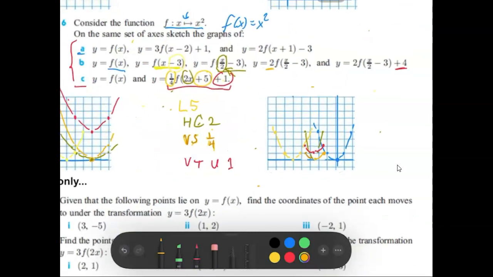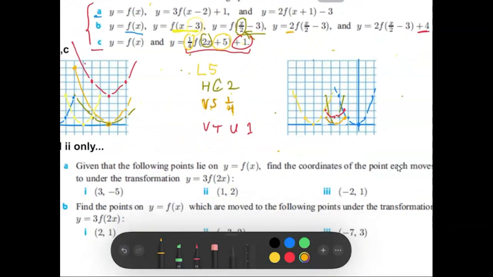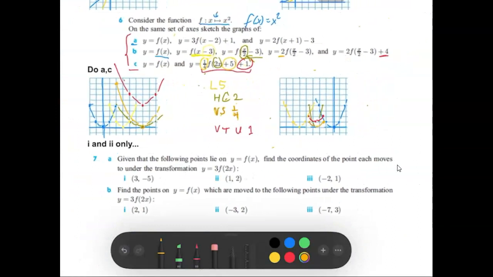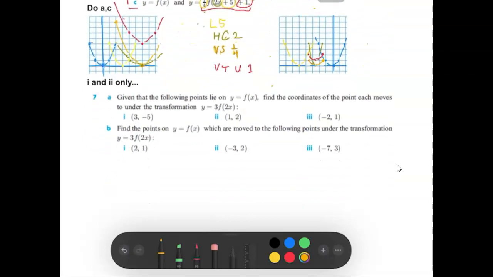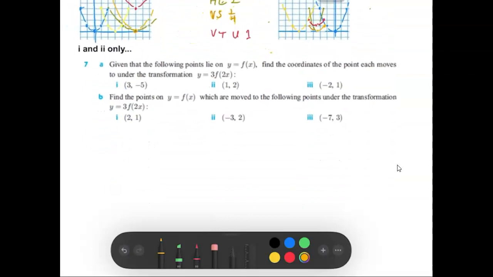Okay, all right. So that was, I think, the most challenging part of the unit, and I think it's even more challenging than what we do later. So it's important that you understand that well. Ask me questions if you need to. Okay, number 7. We're going to do 1 and 2.